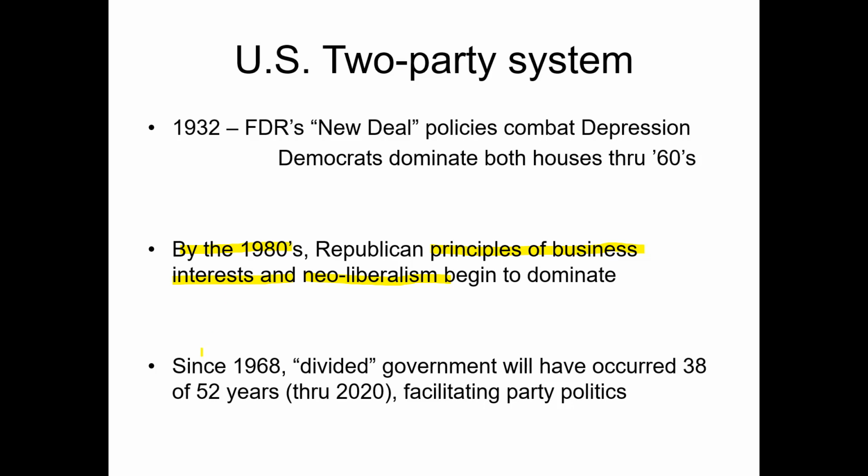Since 1968, we've had a divided government, 38 out of the 52 years since then. Divided government simply means that you have one party that controls the presidency and then another party that controls one or both of the houses of Congress. That's not necessarily a bad thing, because if you have a divided government, then you might get more deliberation, more opportunity for compromise, trying to find that middle ground in order to get the best policy.